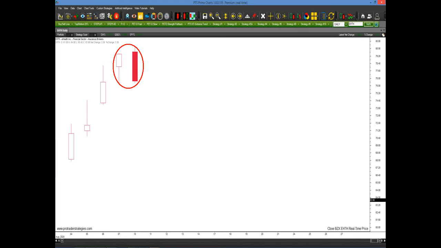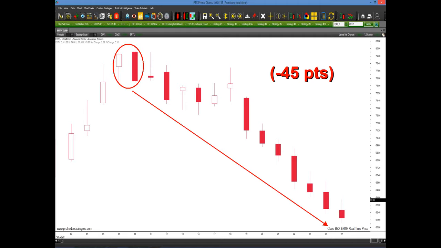So you could have taken advantage of this bearish engulfing pattern. This was in the last month in August. 45 points coming into last week, okay? See how powerful this is. But you have to have the PET D to be able to know whether you're in an uptrend or a downtrend.